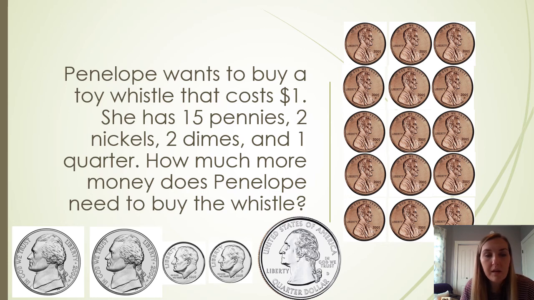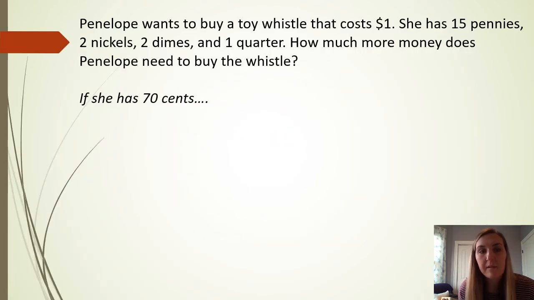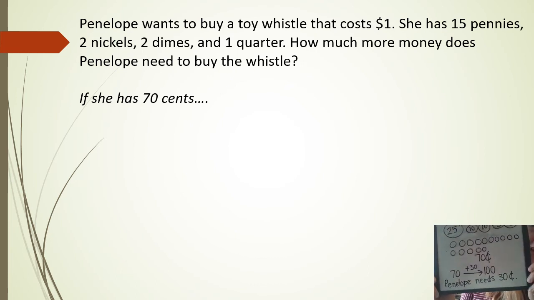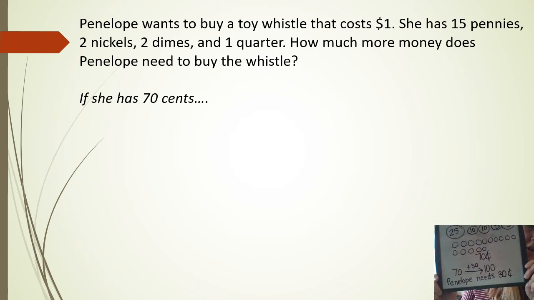How much more money does Penelope need to buy the whistle? If Penelope has 70 cents so far, 70 plus what equals 100 cents. Remember, 100 is the same as $1. I use the arrow way. 70 plus 30 equals 100. Penelope needs 30 cents.